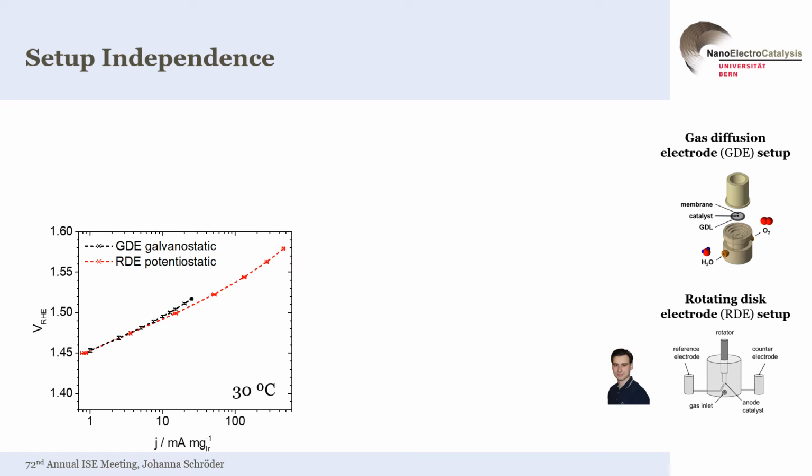The next aspect is a comparison of measurements in the gas diffusion electrode setup to the rotating disc electrode setup, the standard testing device. The RDE measurements were performed by my colleague Vlad Mints. First, we will look at results obtained at 30 degrees in both setups. In comparing galvanostatic measurements in the GDE setup to measurements in potentiostatic mode in the RDE setup, we reach really comparable results.